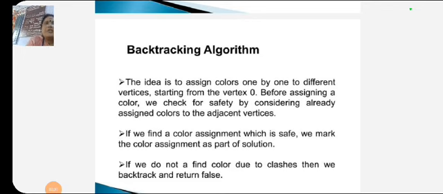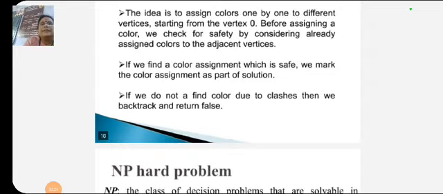The idea is to assign colors one by one to different vertices, starting from vertex 0. Before assigning a color, we check for safety by considering the colors already assigned to the adjacent vertices. If we find a color assignment which is safe, we mark the color assignment as part of the solution. If we do not find a color, then we backtrack and return false.